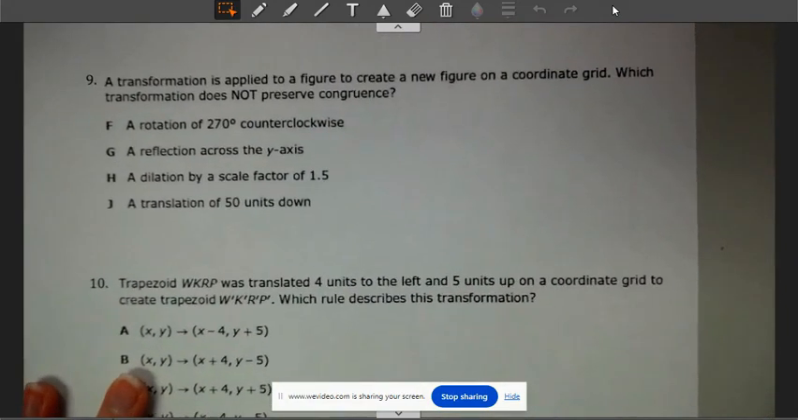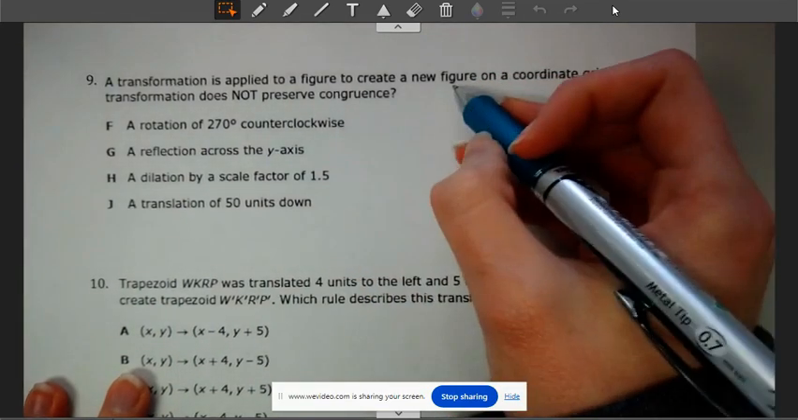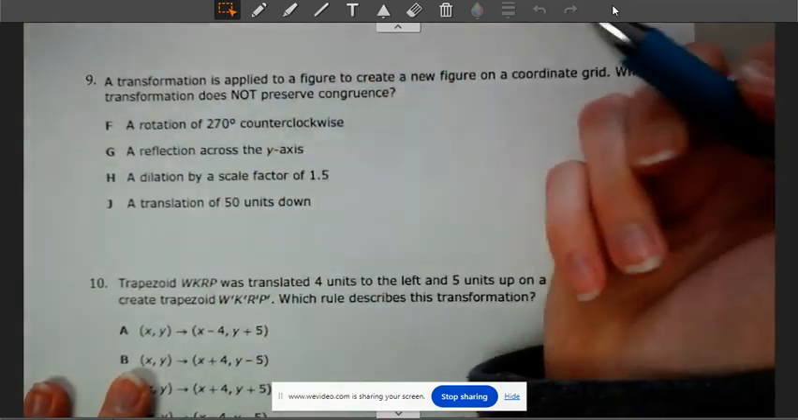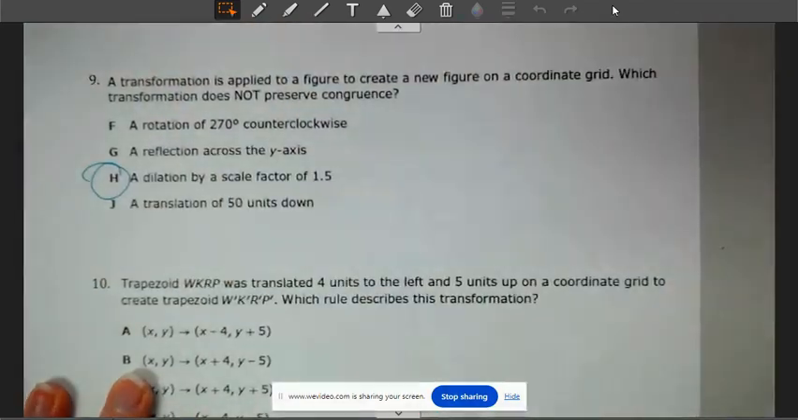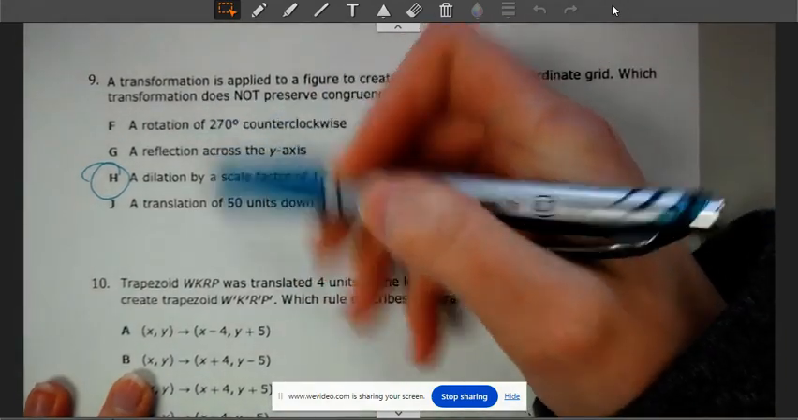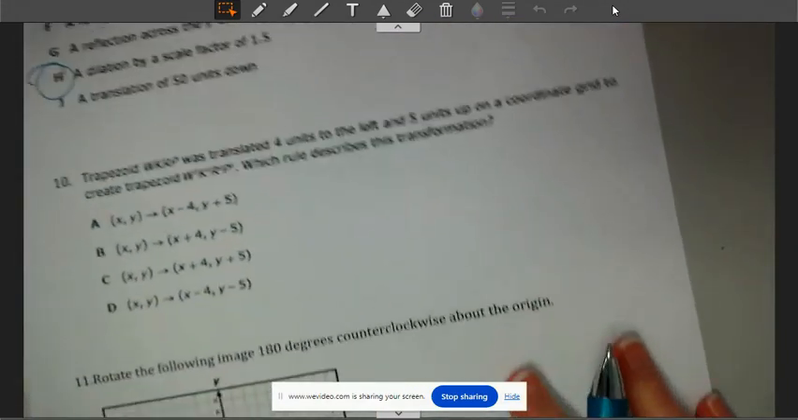Okay, number 9. A transformation is applied to a figure to create a new figure on the coordinate grid. Which transformation does not preserve congruence? Okay, we're not keeping the same size. So rotations stay the same size, reflections do, translations do, dilations change the size. So just on those words alone, we should have decided dilations.